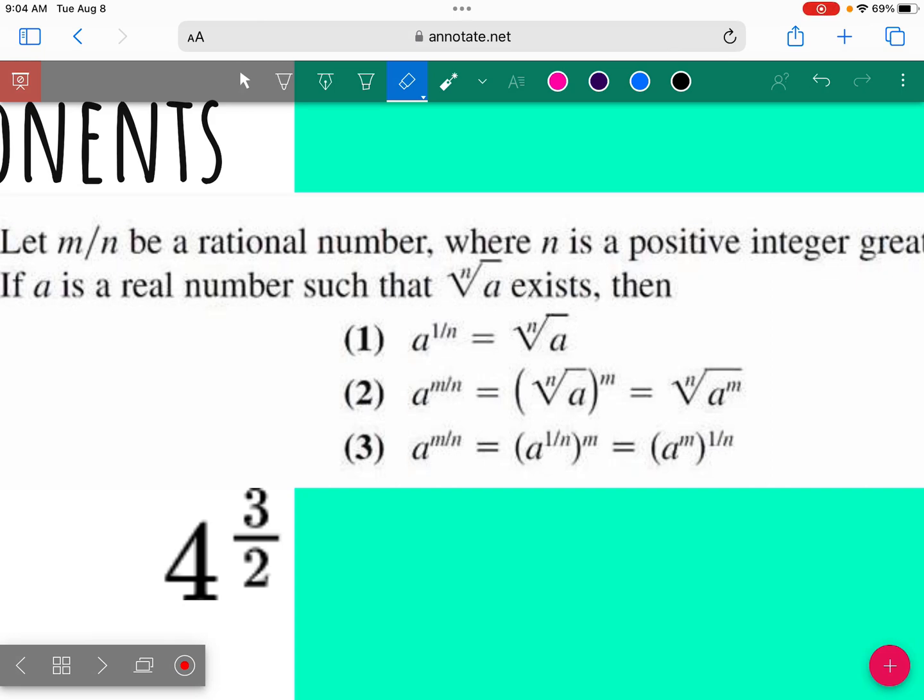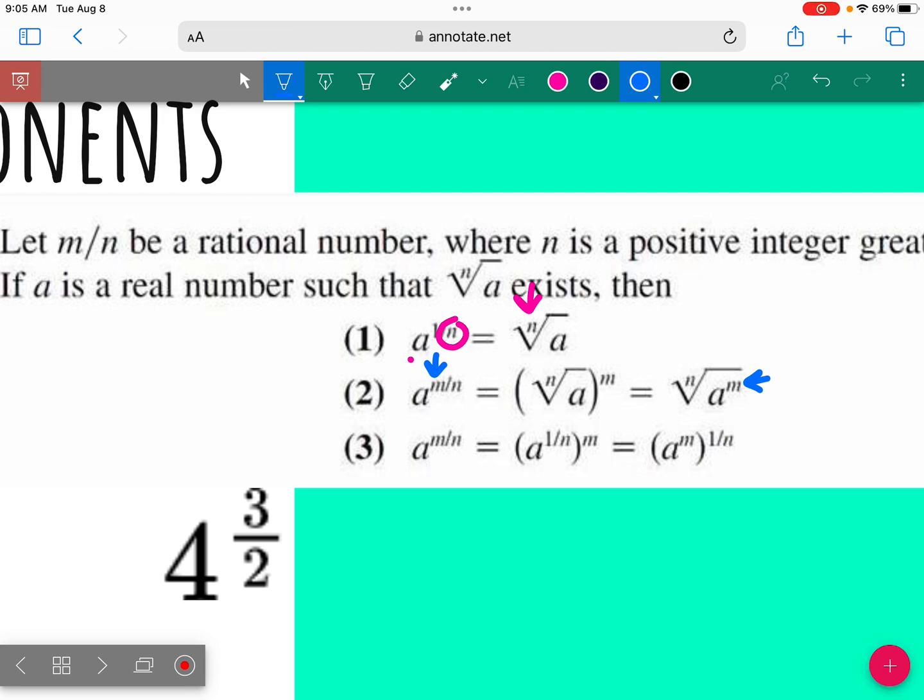Okay, so these are our rules for fractional exponents. Kind of the important ones are the denominator is what becomes your index. If you have a numerator, that's an exponent, a normal exponent. So the numerator is an exponent and the denominator is your index.